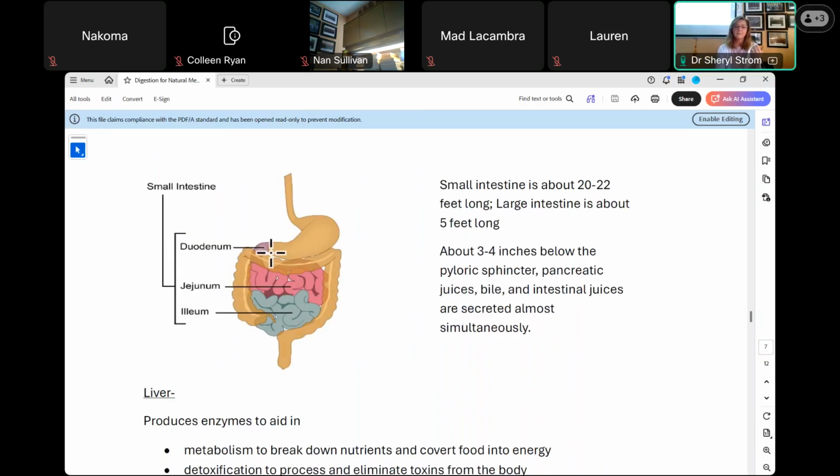the pancreatic juices, the bile and intestinal juices are secreted almost simultaneously. Let me explain that. Right about here, and you don't have to know this, I'm just telling you another story. When we look at, say, the pancreas or the pancreatic duct or the gallbladder duct, there's this itty bitty hole, and I can't remember the name of it. It's just one hole.